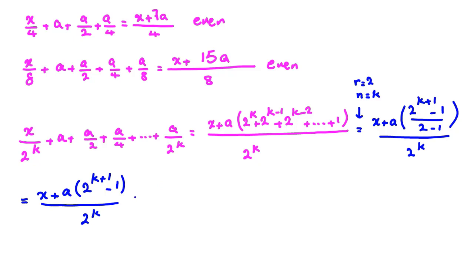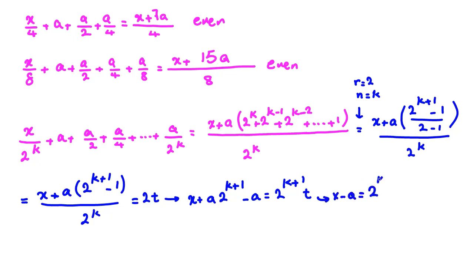This number is even. When it is even, it is, for example, 2t. So if you multiply both sides by 2^k, then (x + a) times 2^(k+1), and expand here, minus a should be 2^(k+1) times t. And then x minus a is equal to 2^(k+1) times t minus a.